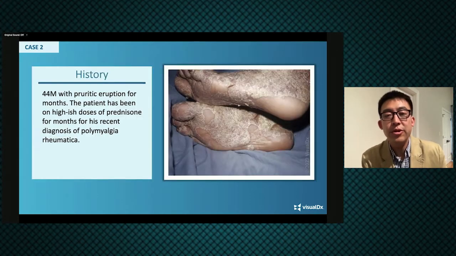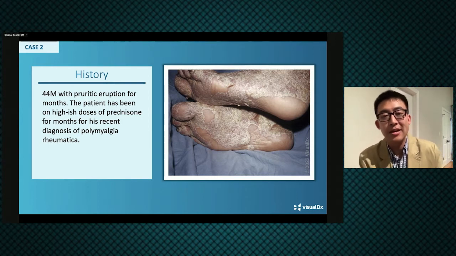So this is a 44-year-old gentleman with a pruritic eruption for months. The patient has been on high-ish doses of prednisone for months for his recent diagnosis of polymyalgia rheumatica. And so I'll pause here and just let people think about what might be going on here.